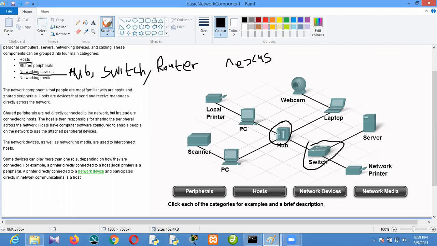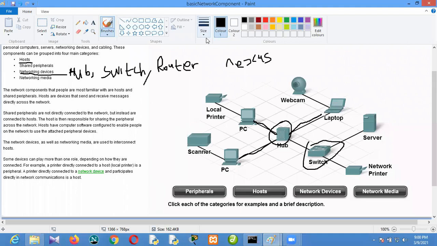Now, look at this place. This hub is directly connected to this PC, this laptop, and this PC. So all these PCs and laptops that are directly connected to the network devices are referred to as hosts. And another property of hosts is that they always have an IP address.